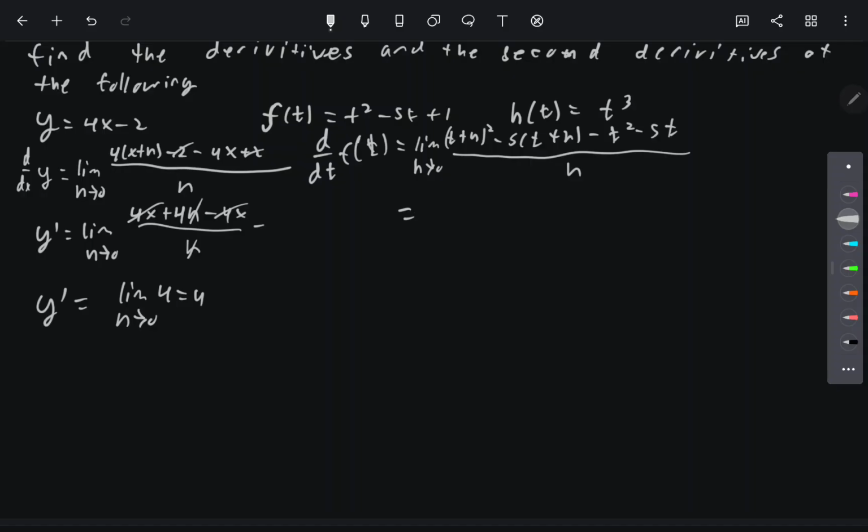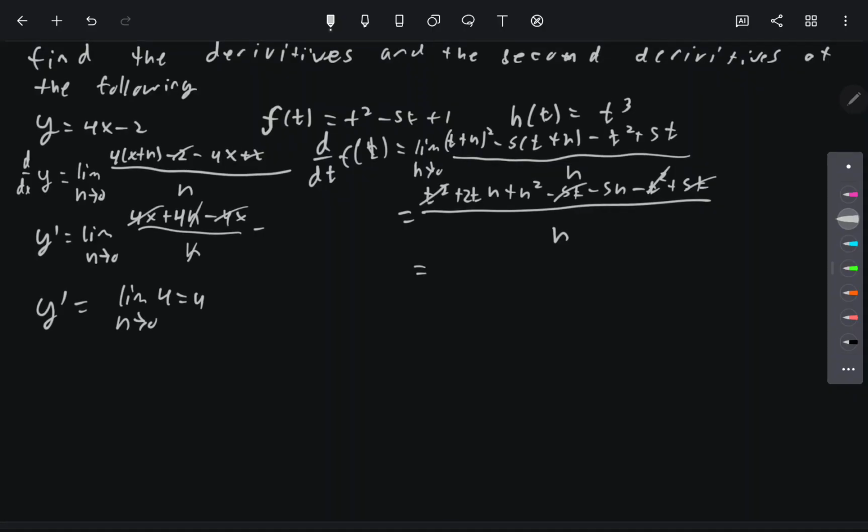I'm not going to worry about the limit immediately. We're just going to expand everything out. So we get t squared plus 2th plus h squared minus 5t minus 5h. And then minus t squared plus 5t. All over h. Let's cancel some things. This t squared and this t squared cancel. This 5t and this 5t cancel. And now we're just left with things with h's.